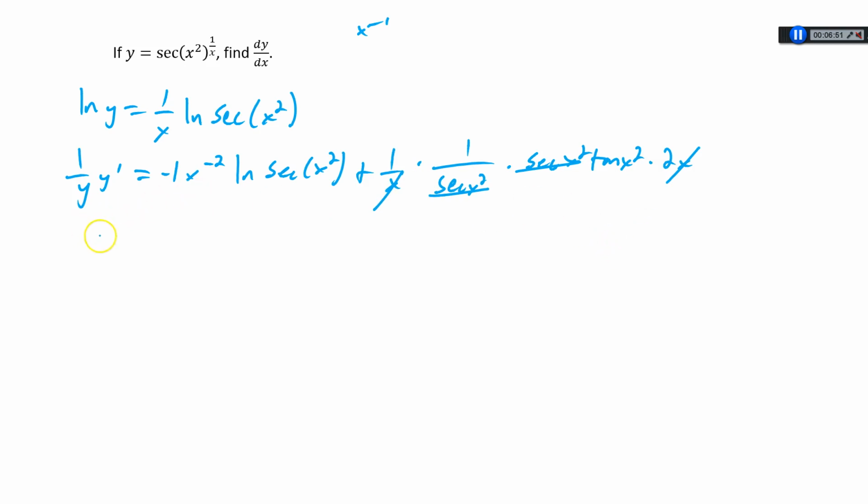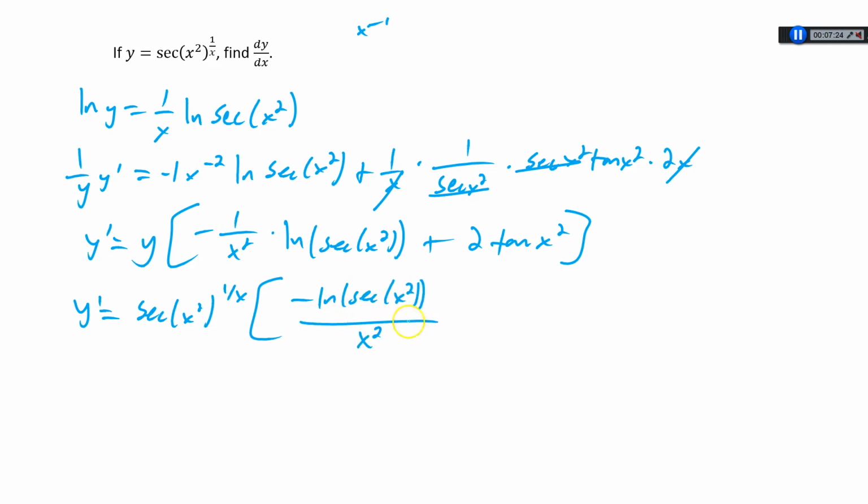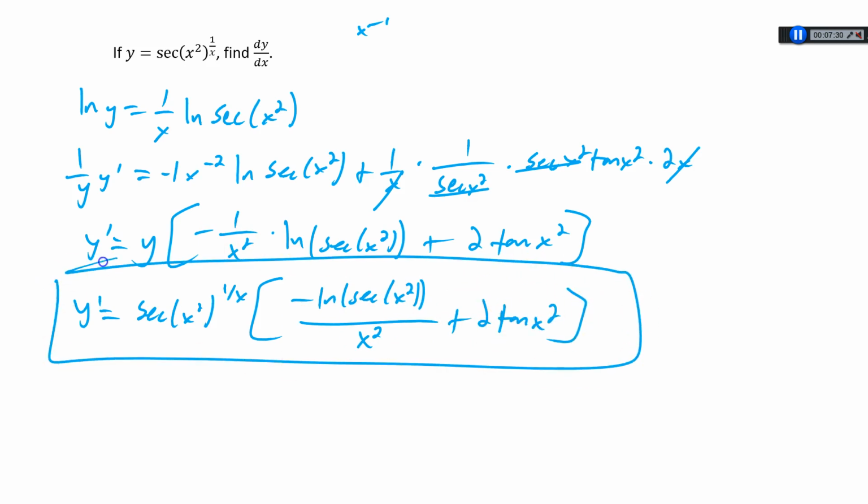And so what do we have here? Let's rewrite it pretty. So we got y prime is y. Let's bring it to the other side. Negative 1 over x squared times natural log secant of x squared plus 2 tangent of x squared. I think that's the only thing that's left on the right over there. Okay, so y prime, what's y? Y is secant of x squared to the 1 over x. And then that's multiplied by negative natural log secant x squared over x squared plus 2 tangent x squared. Whew. Fun. Not terrible, though, right?